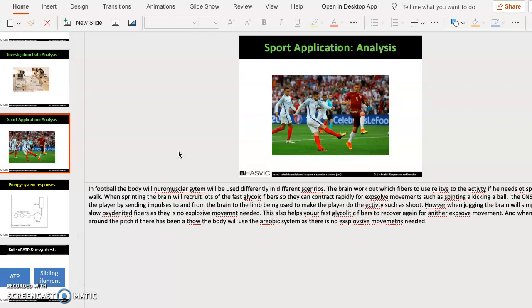This also helps your fast glycolytic fibers to recover again for another explosive movement, and then when you're walking around the pitch, if there has been a throw-in and the ball goes out of play, they will also use the aerobic system as there are no explosive movements required.